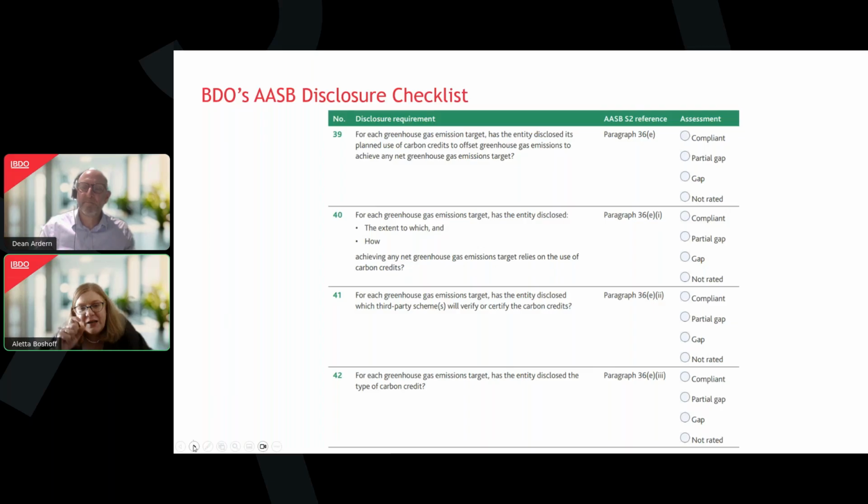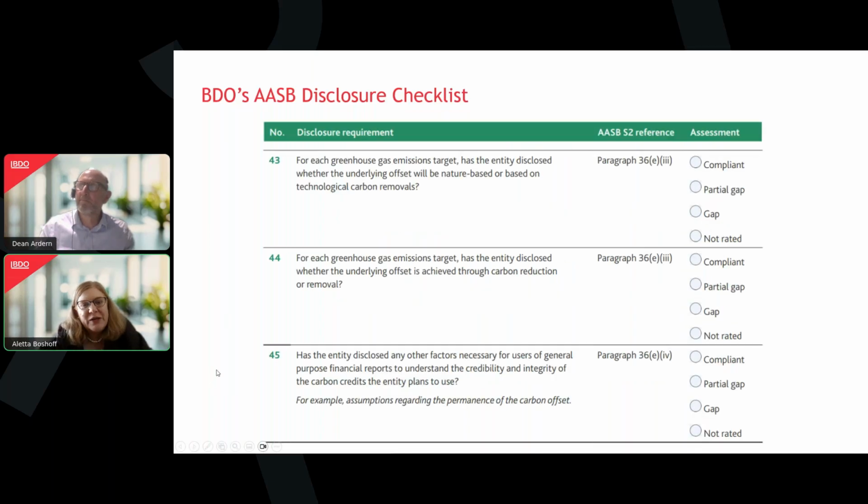On the next slide, Dean, we've got the rest. I think it's 4 here and another 3 on the next slide. Again, number 43, for example: for each greenhouse gas emission target, has the entity disclosed whether the underlying offset will be nature-based or based on technological carbon removal? So a lot of information, 7 specific disclosures around carbon credits. So that really rounds off the session today.